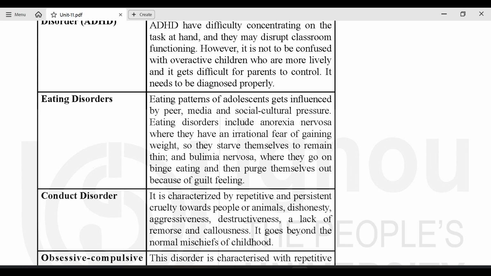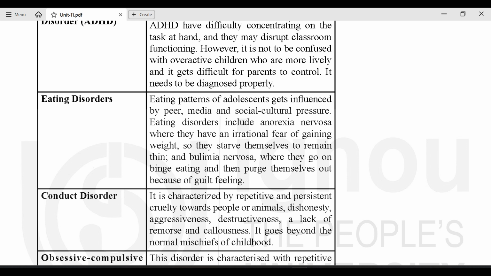Eating disorders. Eating patterns of adolescents get influenced by peer, media, and sociocultural pressure. Eating disorders include anorexia nervosa, where they have an irrational fear of gaining weight, so they starve themselves to remain thin, and bulimia nervosa, where they go on binge eating and then purge themselves because of guilt feelings.